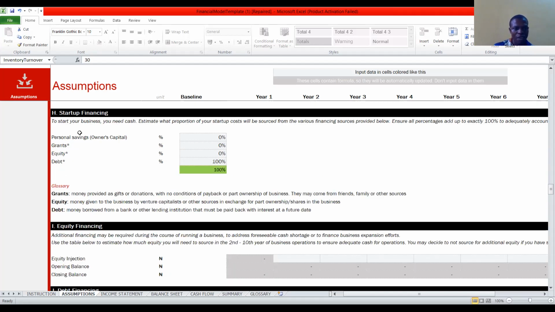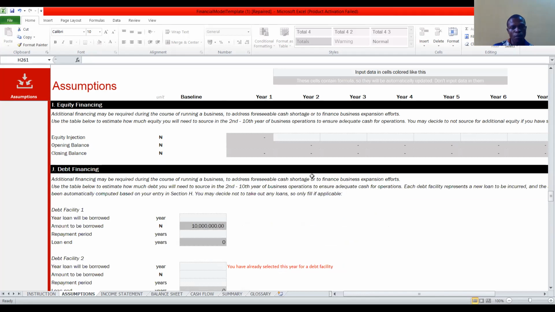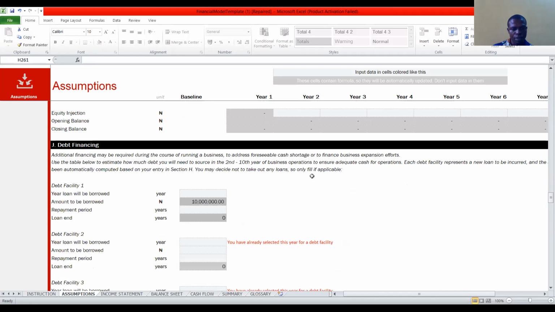Now, this is your financing. You are requesting 10 million naira. The question here is, what proportion of that 10 million naira makes up grants, equity, and debt? This person is saying that the whole 10 million naira he needs is from the AGSMEIS loan. So you proceed. We are almost done. We are really progressing.